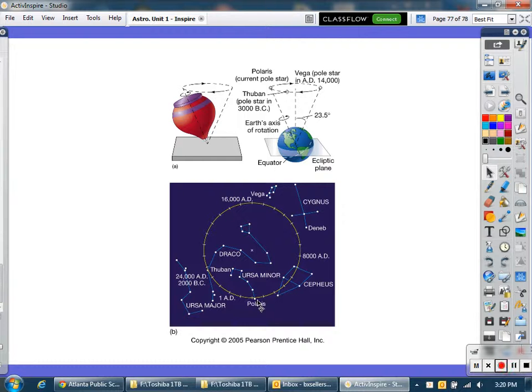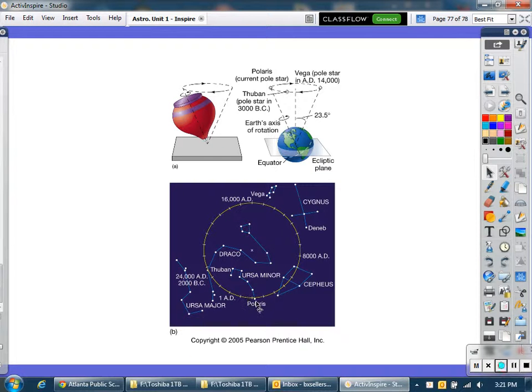Currently, the star that is right above the North Pole is Polaris. Polaris is the North Star currently. It will not be the North Star for very long, relatively. And then you'll have these other stars like Vega will be close to the North Star in the year 14,000 AD. Thuban will be the North Star in the year 24,000 AD. It was also the North Star in 2000 BC. So it is just a very constant pattern that continuously moves.